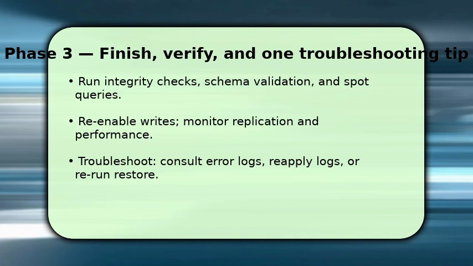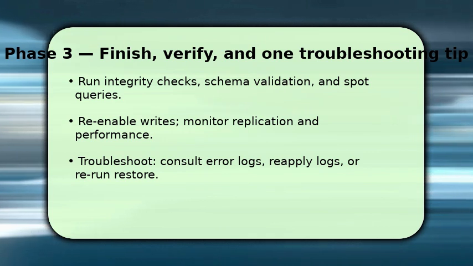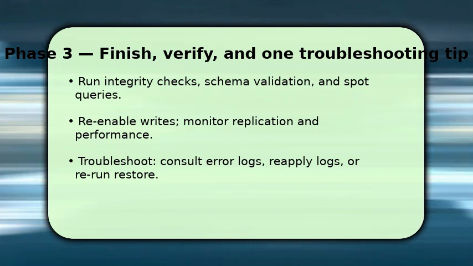If replication lags or data seems missing, stop and inspect restore and WAL logs. Often a missed log or permission issue is the culprit. As a single troubleshooting tip, check error timestamps against your backup chain to find where application of incremental logs stopped.